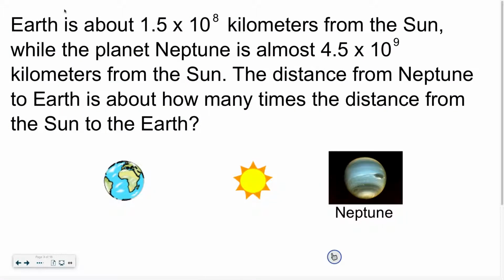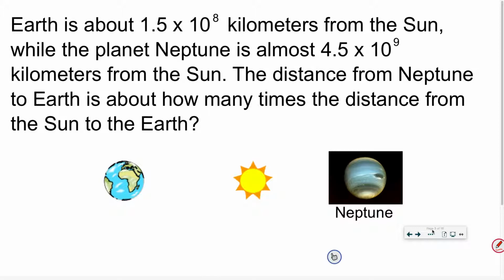Scientific notation. So we're going to use this example. This is a great example to have down in your notebook if you need an example to look back to. Earth is about 1.5 times 10 to the 8th kilometers from the sun, while the planet Neptune is almost 4.5 times 10 to the 9th kilometers from the sun. The distance from Neptune to Earth is about how many times the distance from the sun to the Earth?